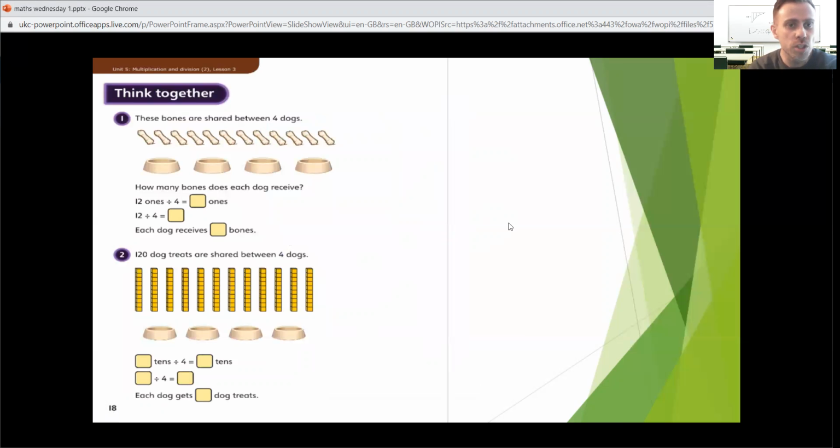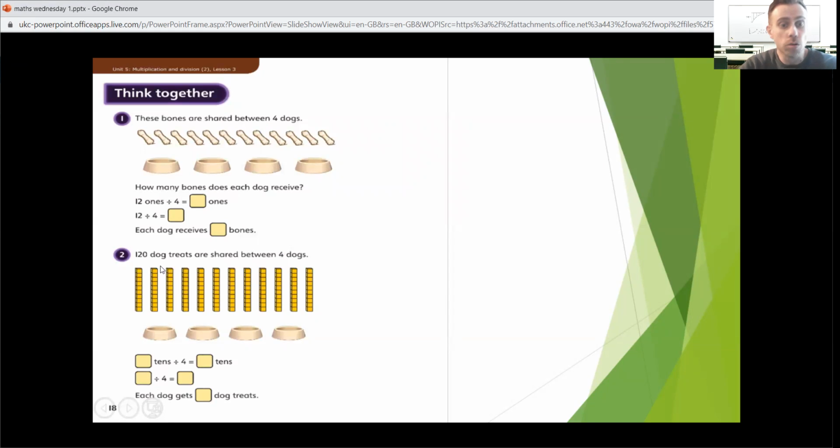It says, these bones are shared between 4 dogs. So you'll have to count how many bones there are. It says it there, actually. It says, how many bones does each dog receive? 12 bones, divided by 4 equals how many? Okay, so that's the first one.